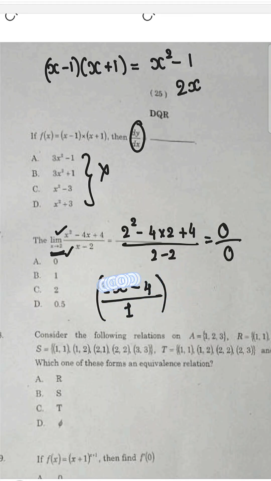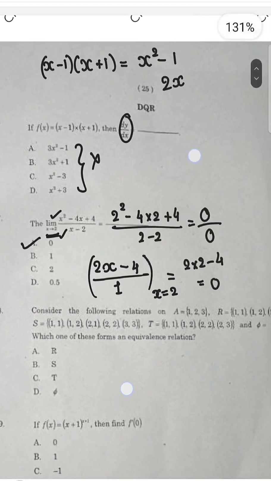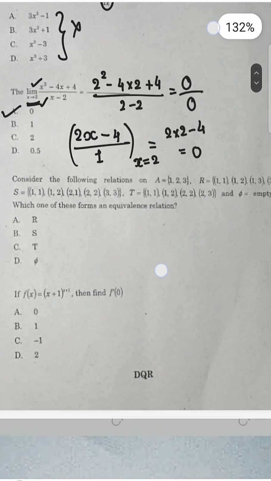Now since it has no problem, just put x equal to 2 to get the answer. If I put x equal to 2, this is going to be 2 into 2, 4. 4 minus 4, the answer is 0, which is option A. Right? Okay. Then let's see this question.